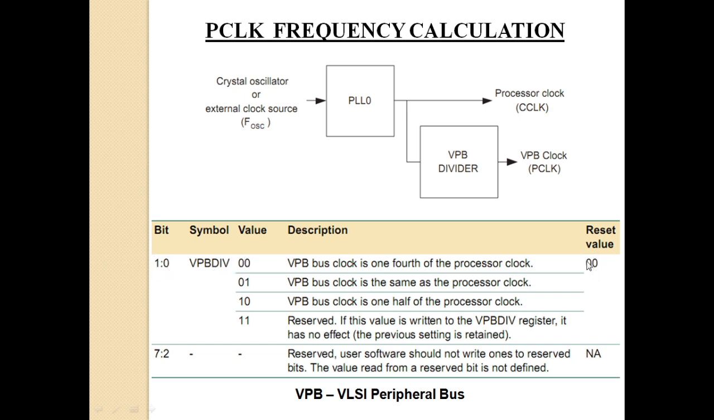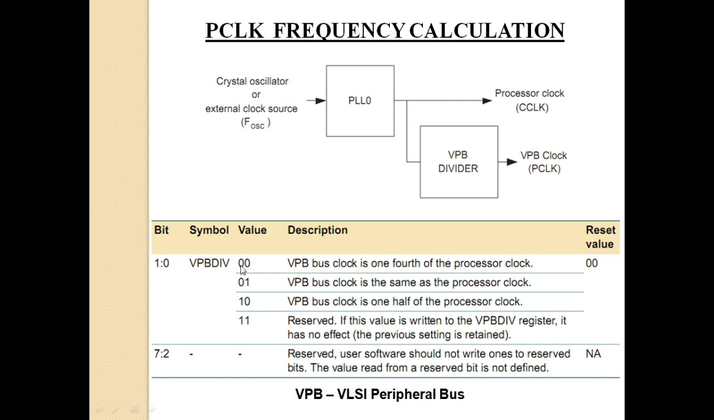That is mentioned here. Reset value, what do you mean by reset value? When you are resetting the processor or when you are starting the processor, these two bits will be having these two values. That means by default, whatever core clock you are giving, that core clock will be divided by 4 and given as VPB clock or P clock. And by default, CCLK will be 60 megahertz.